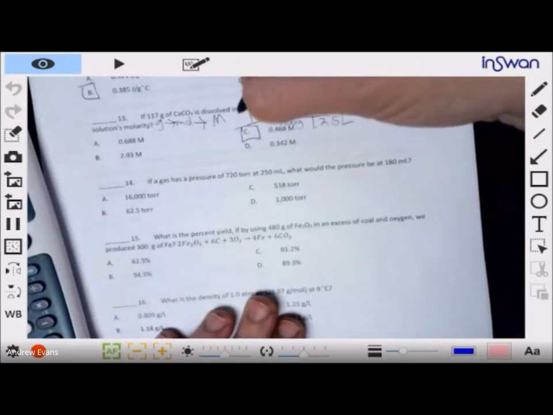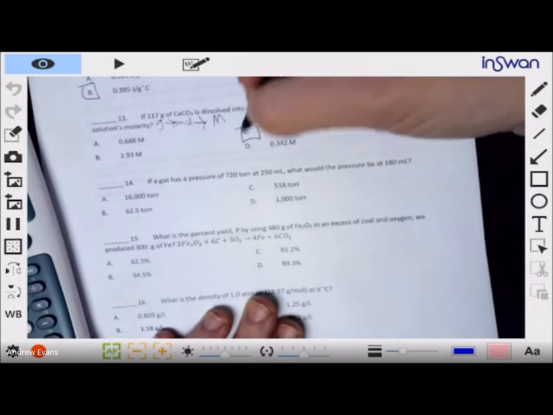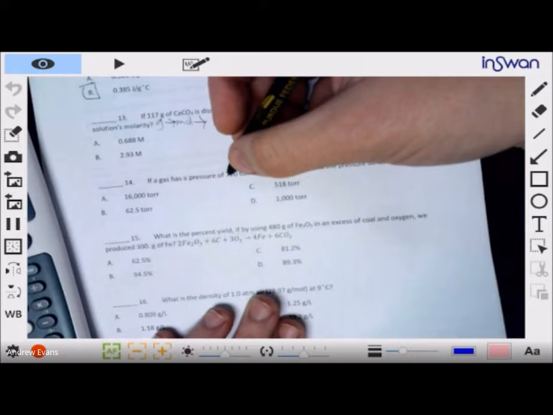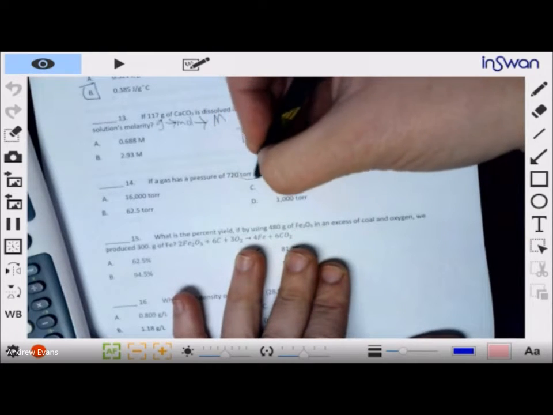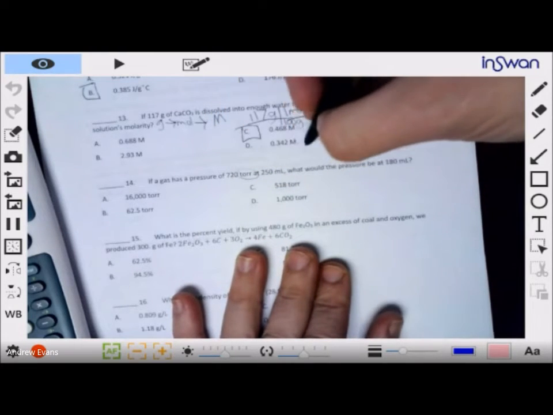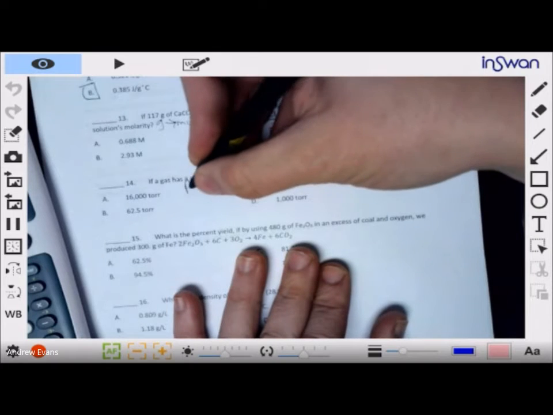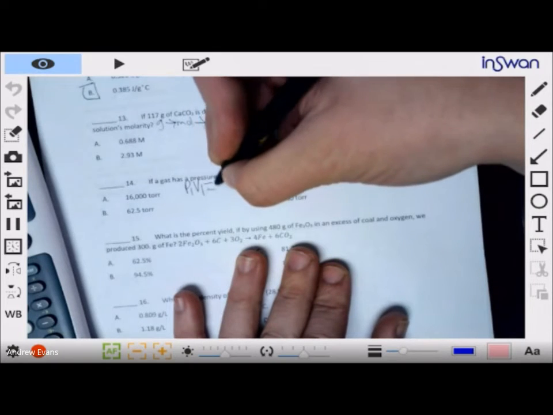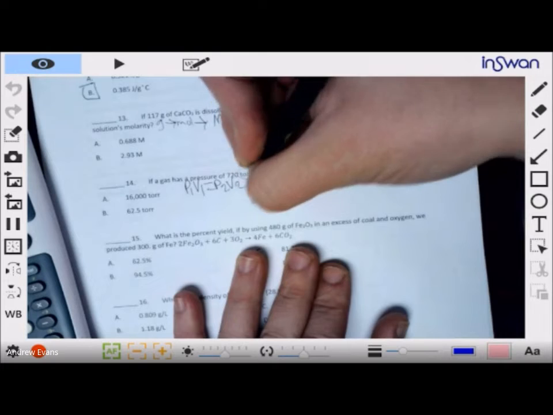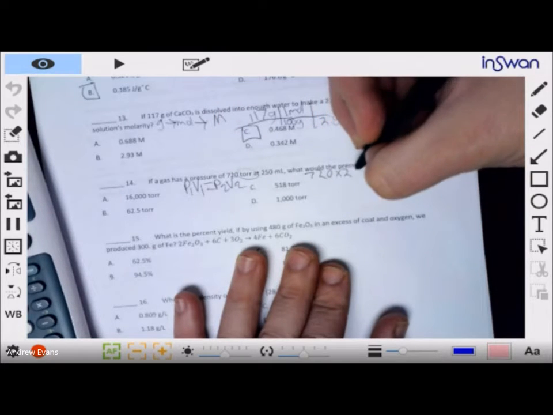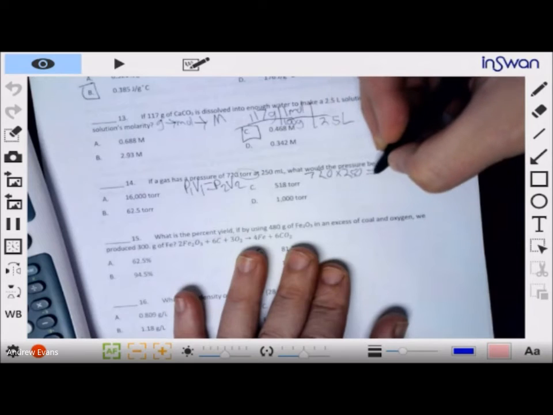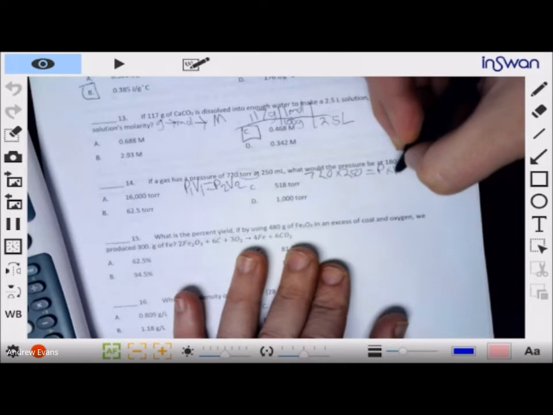0.468. So answer C. A gas has a pressure of 720 torr at 250 mL. What would the pressure be at 180 mL? So, trick question. You don't need to convert torr. This is P1 V1 equals P2 V2. So 720 times 250 equals P times 180.